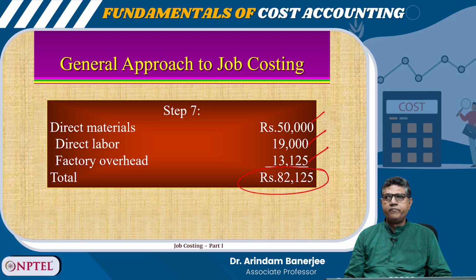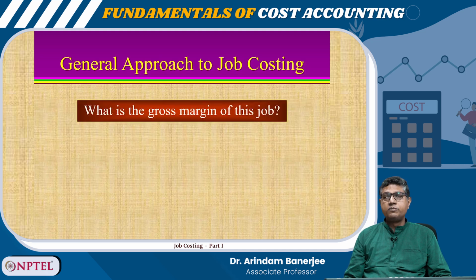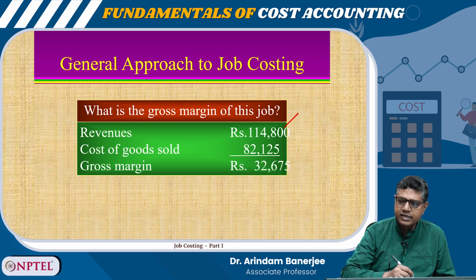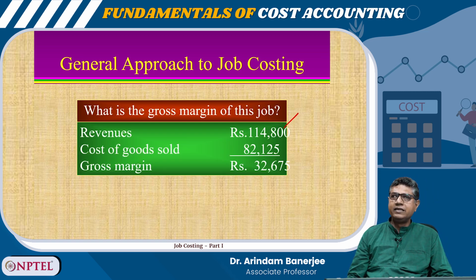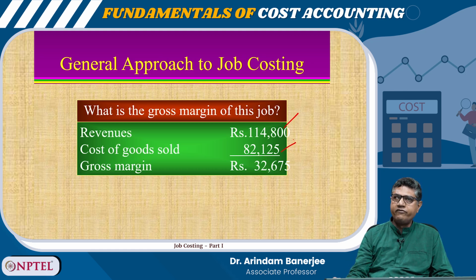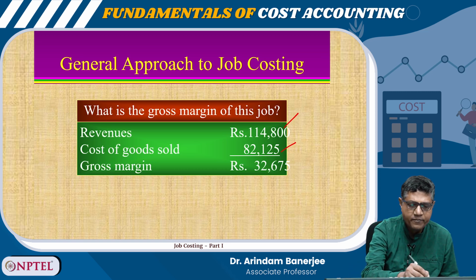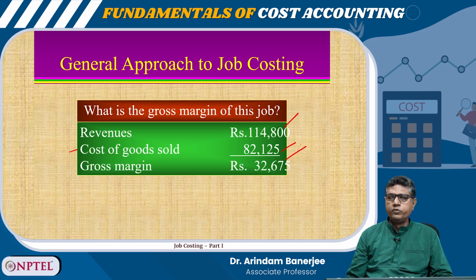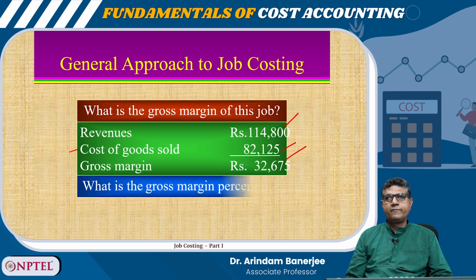Okay, fine. Now what is the gross margin? I need to know what margin, what profitability I am making out of this job. So my revenue is what? Revenue is decided by the company, that is 1,14,800, and cost of goods sold is 82,125. If I subtract, I am getting the gross margin at rupees 32,675. What is the gross margin percentage?